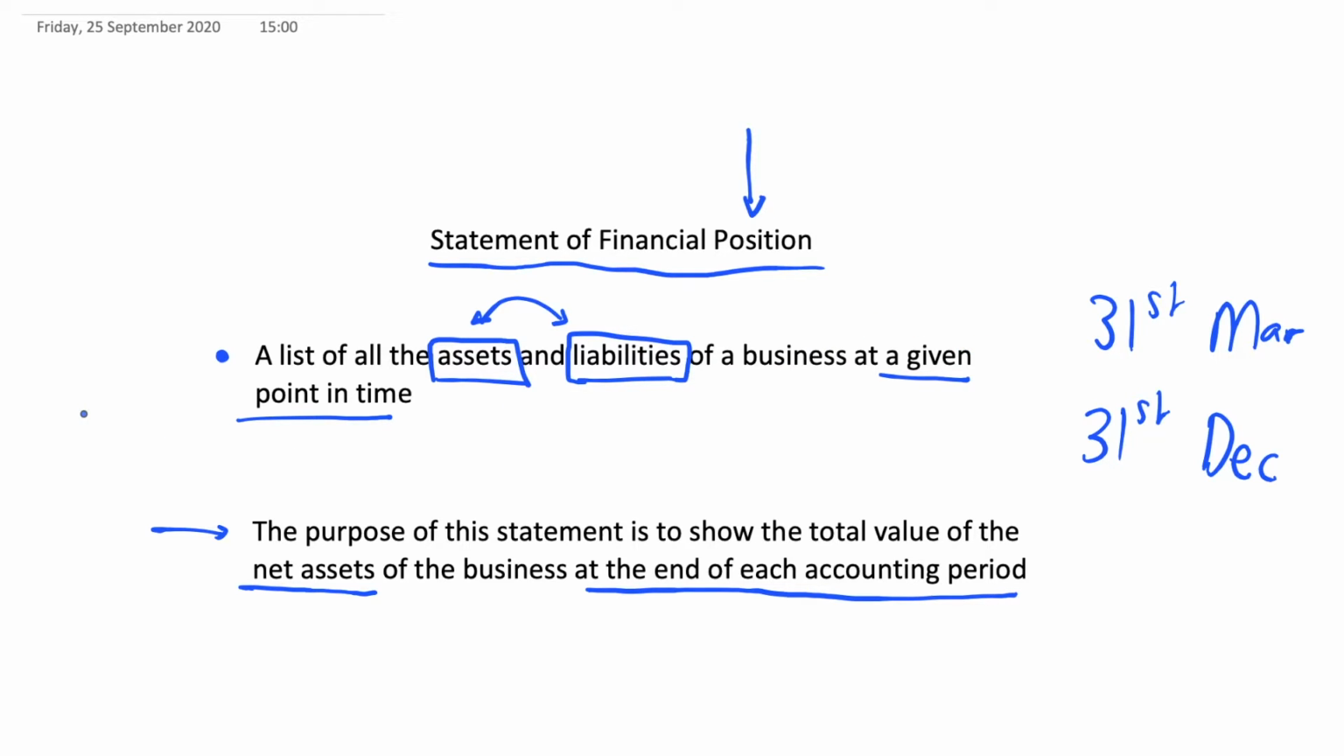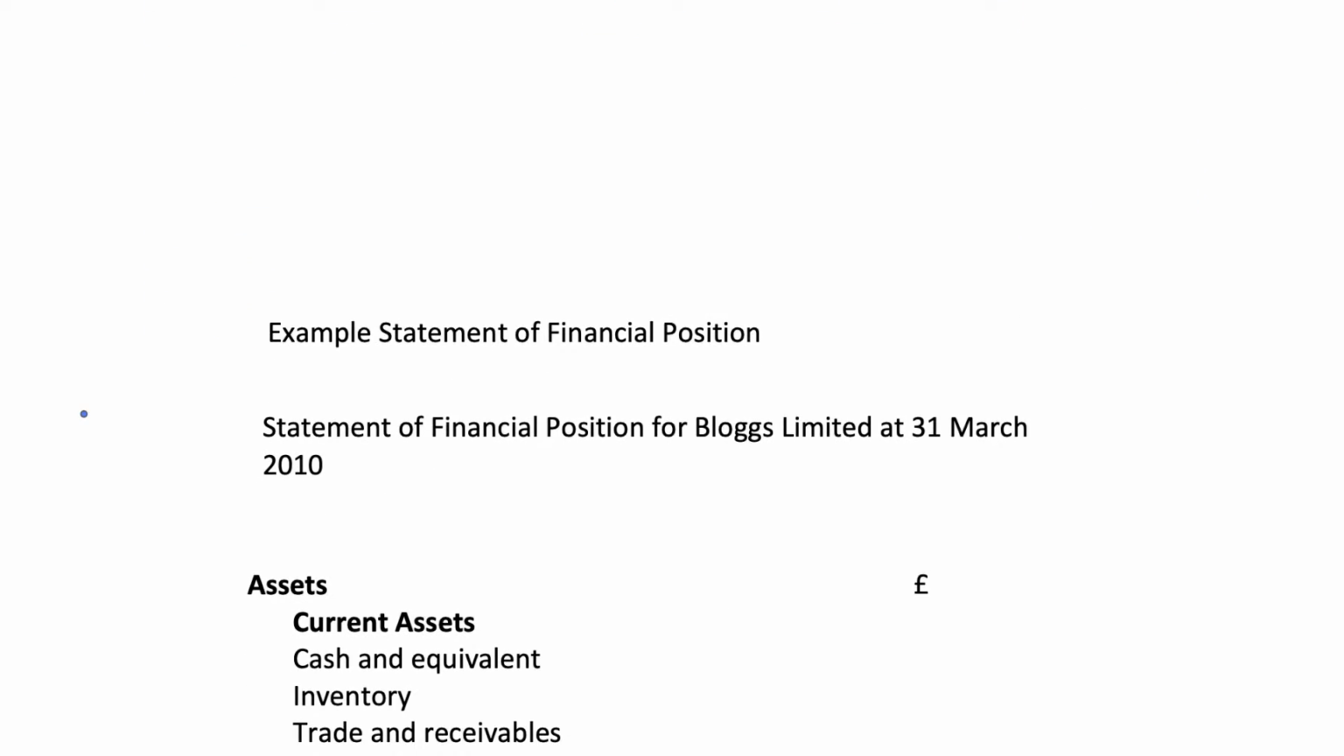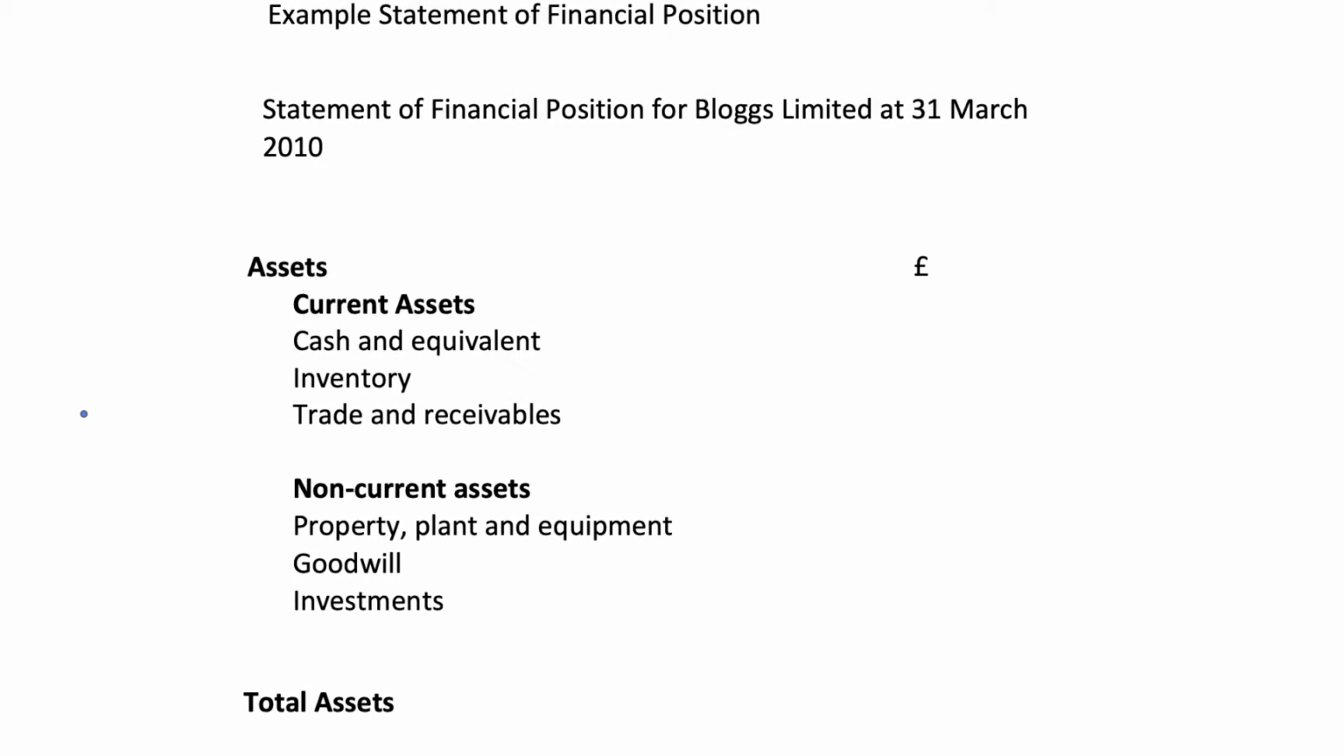So this is what a statement of financial position is. What I've done is drawn up an example statement, so some of this may make a little bit more sense, and this might match up more closely with what you're likely to see in the real world. So we've got an example here, and the statement of financial position will probably begin with a line something like this, where we say statement of financial position for, then we insert the name of the business. Here we've got Blogs Limited, and it will say the date, and this date will be the final day of the accounting period for this one. This is the 31st of March, and we're looking at a statement from 2010.